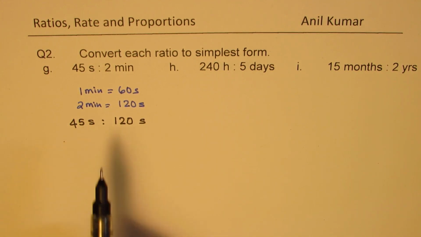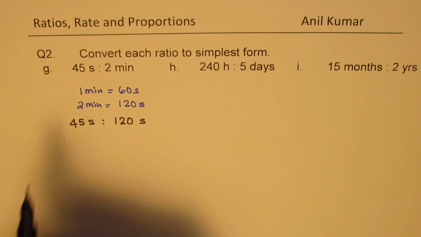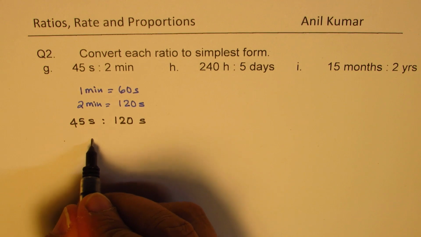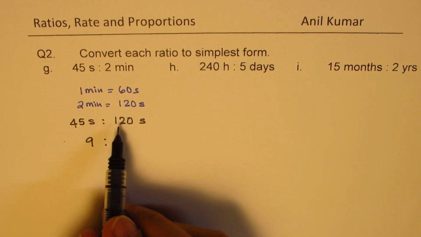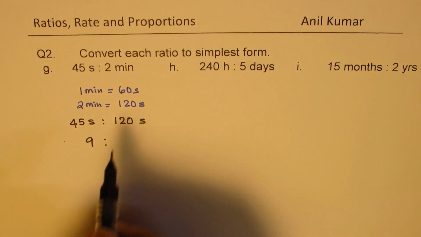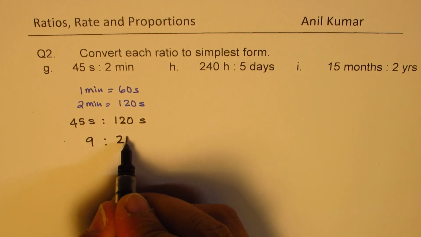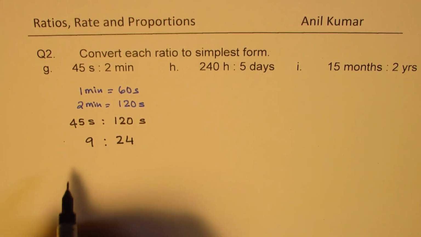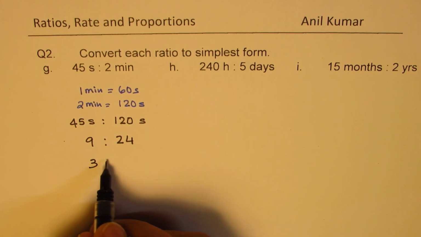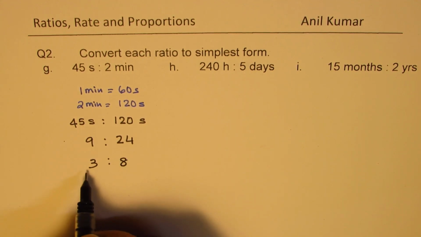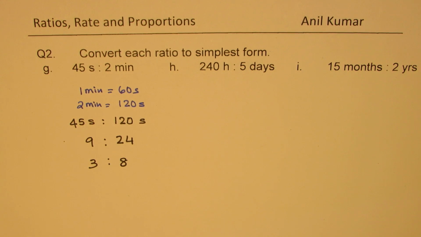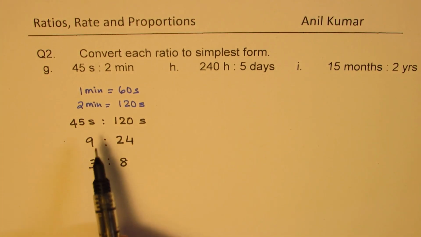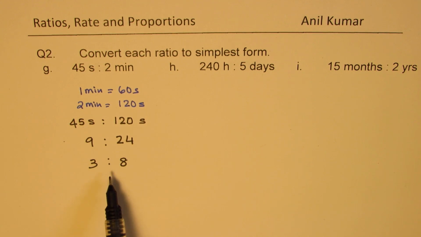These two terms, let's divide first by 5. If I divide by 5, 5 times 9 is 45, and 5 times 2 is 10 and 24. This can further be divided by 3. Dividing by 3, we get 3:8. So 3:8 becomes the ratio, right? Now I'm not writing what we are dividing by, but I'm explaining it to you. So these are the equivalent ratios.